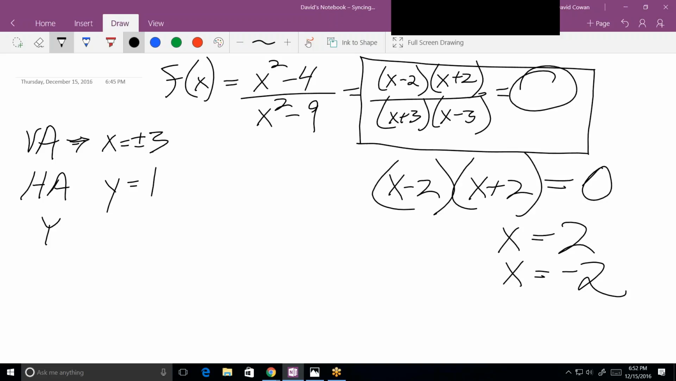Okay. The y-intercept was 4/9, and the x-intercept is plus or minus 2. Did they want to know anything else? No, just the graph now. Oh, and they want you to graph it also? Yes. Okay.